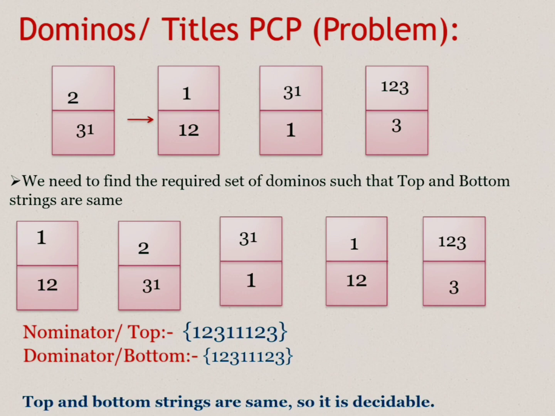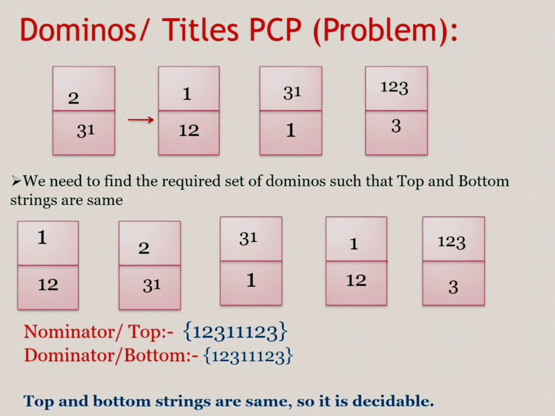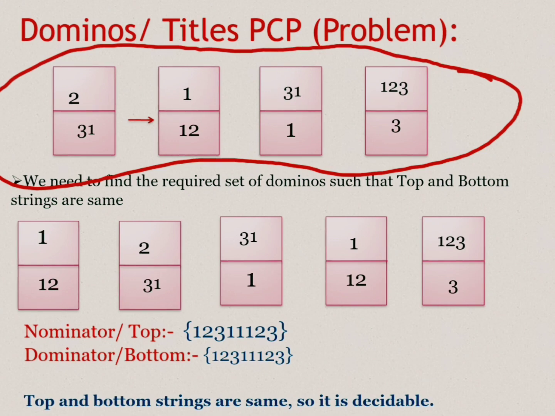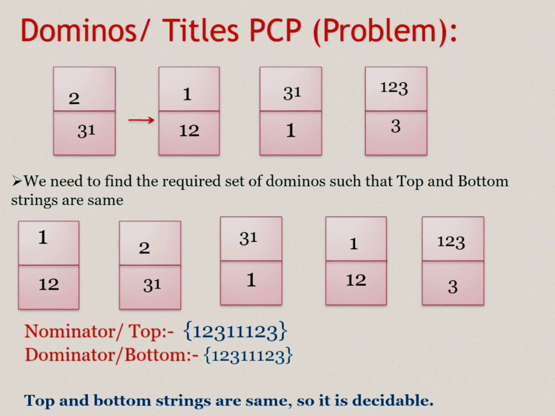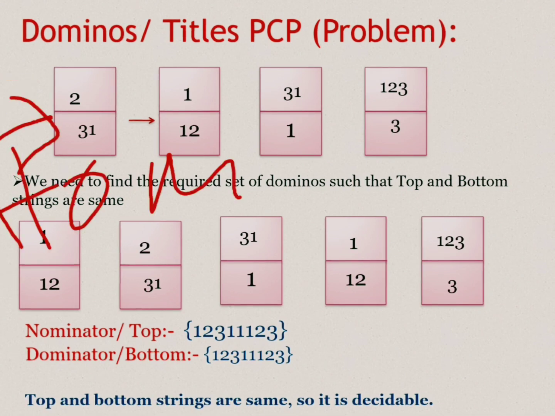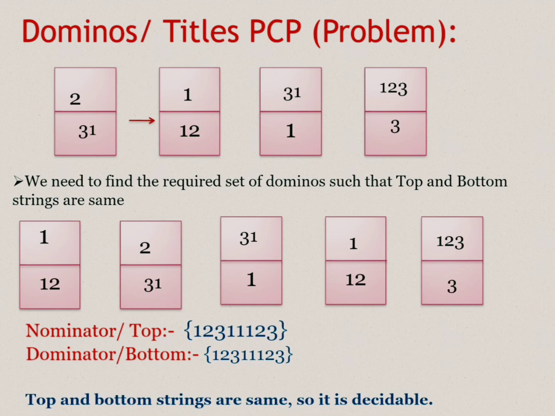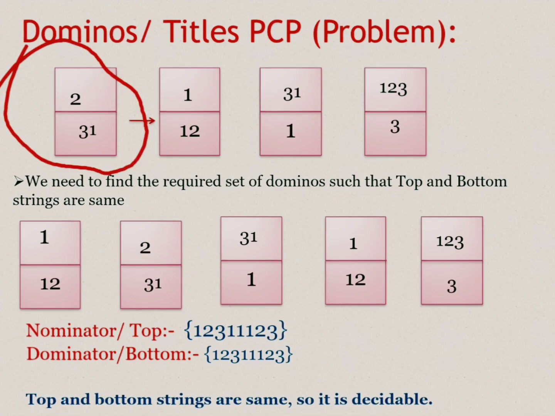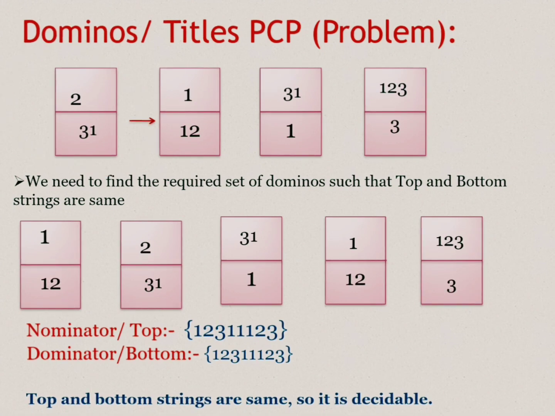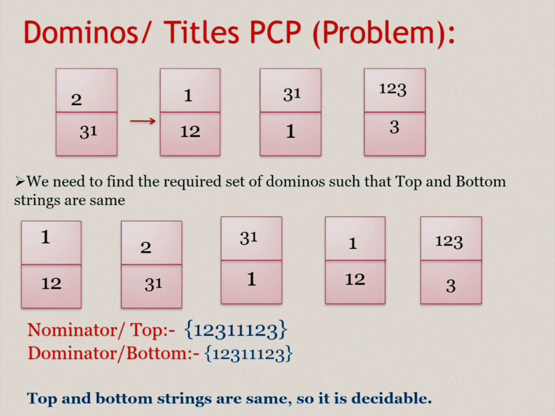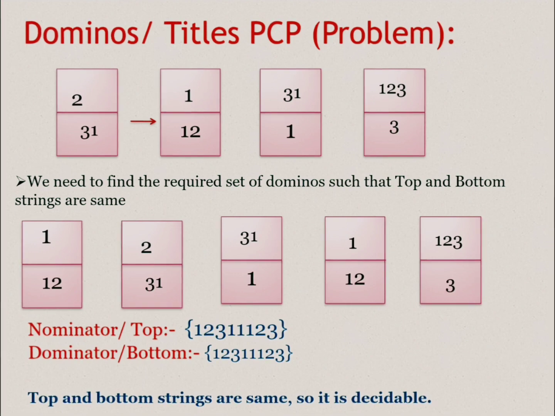And next one, the dominoes or tile PCP problem. In this problem, the question is given in top and bottom form, and we can also say numerator and denominator form. So there are four blocks with different strings in top and bottom. In this first block, the top has two strings and the bottom has one string, so this is not a similar string. That's why we leave this block and go to the next block. We need to find the required set of dominoes such that the top and bottom strings are the same.